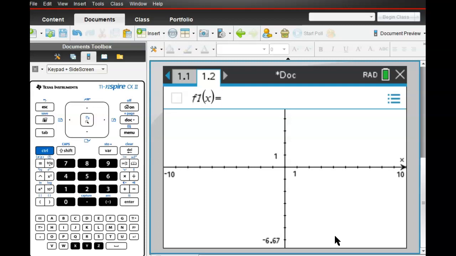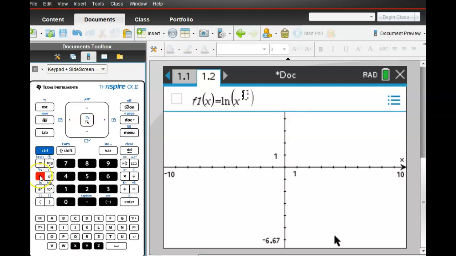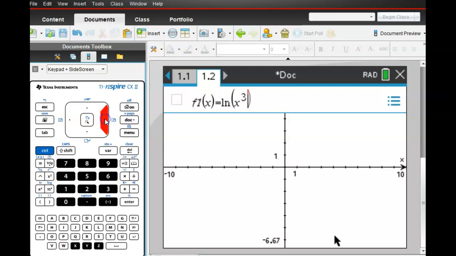Now, are we at a graph again? All right, so we're back at a graph. So on this graph, we have the example 5, h of x equals the natural log of x cubed plus 11. So we're going to graph that. Natural log, here's your e, so we do control natural log. And then it is x cubed plus 11.